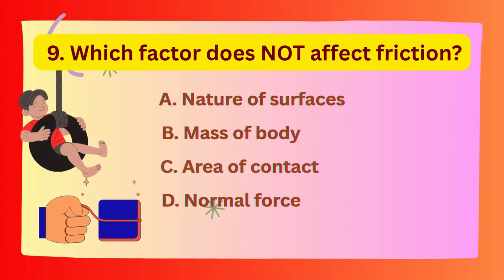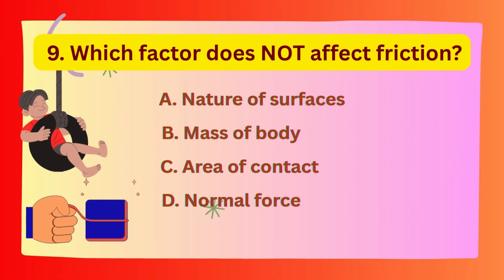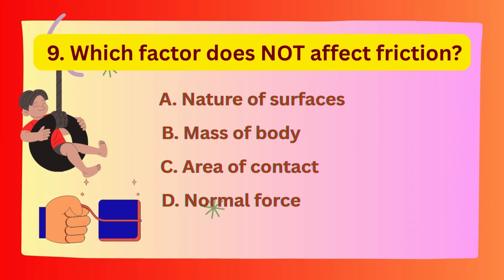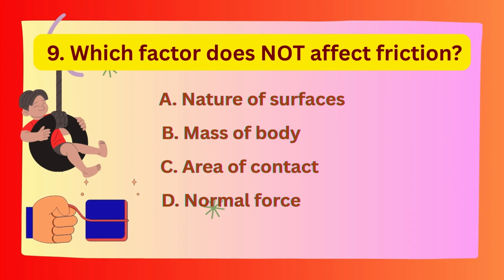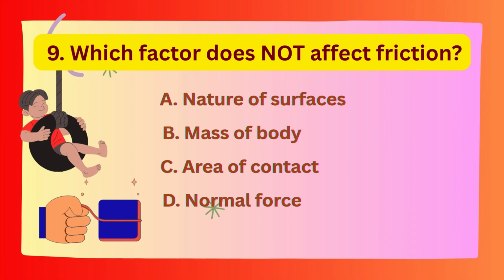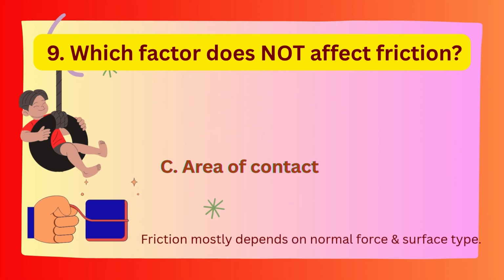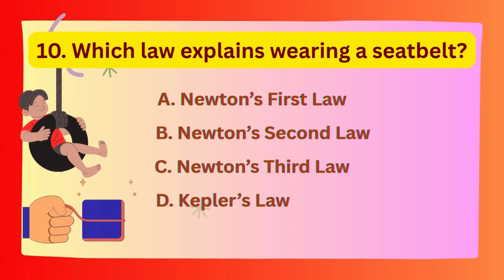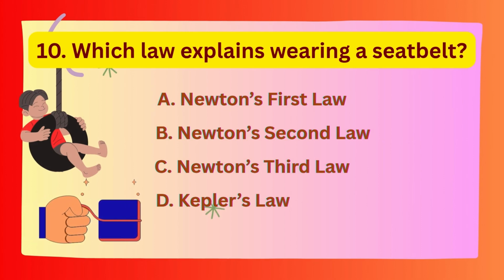Which factor does not affect friction? A. Nature of surfaces, B. Mass of body, C. Area of contact, D. Normal force. Answer: Option C. Area of contact.